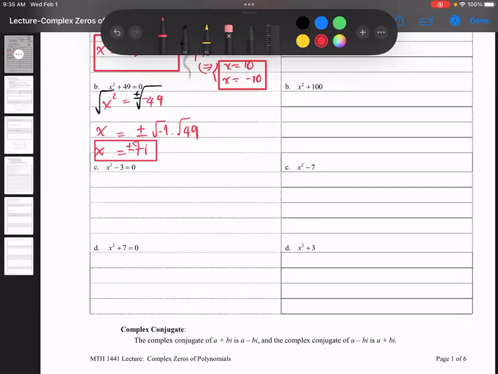What about C? What did you guys get for C? Very good. x squared equals 3. Square root both sides. x equals plus or minus the square root of 3. D will be your You Try 1.